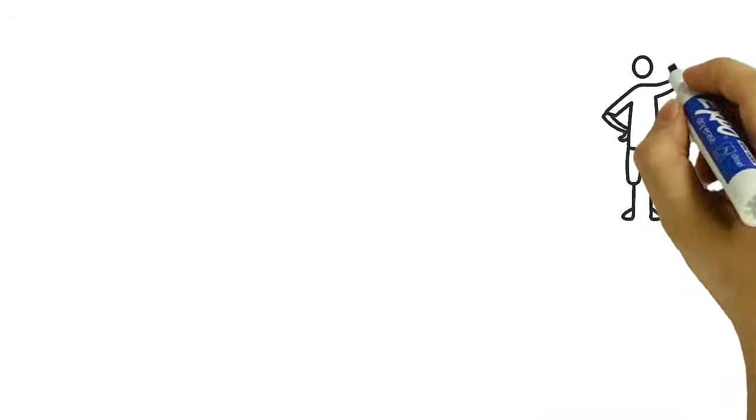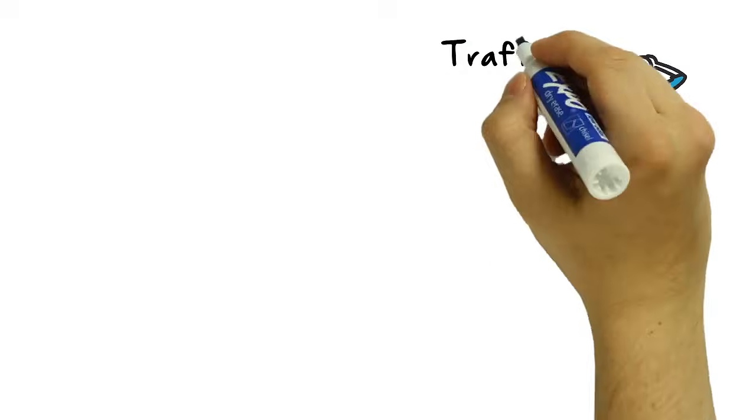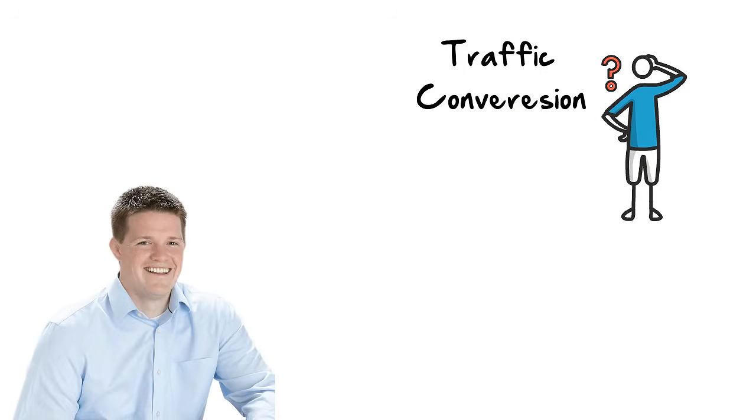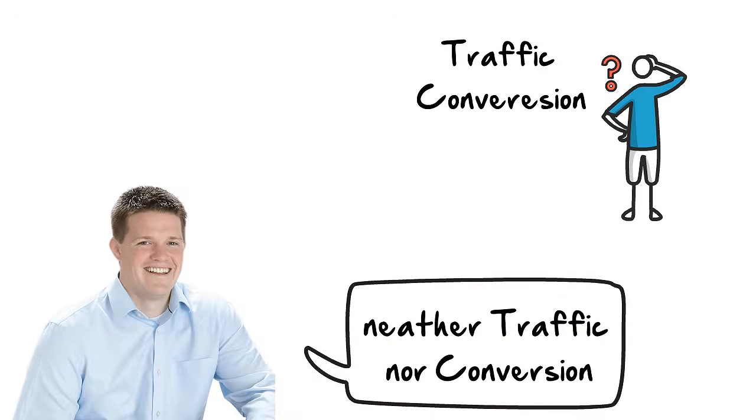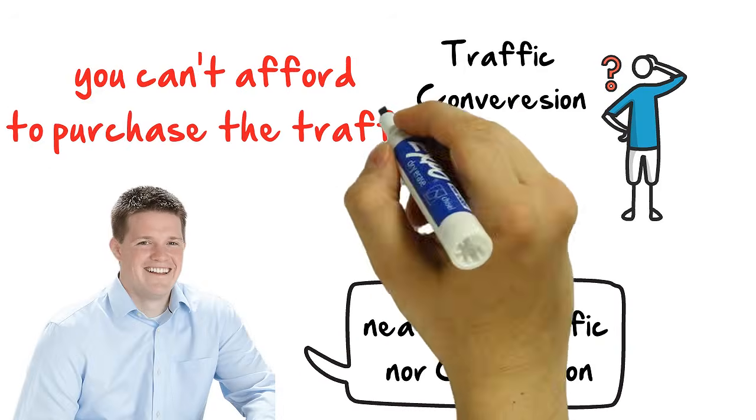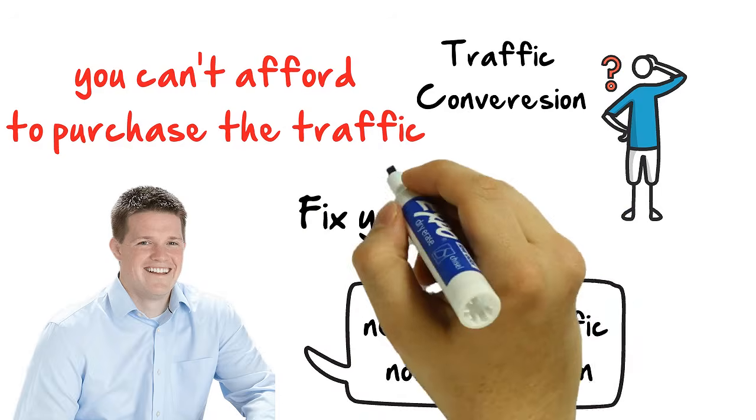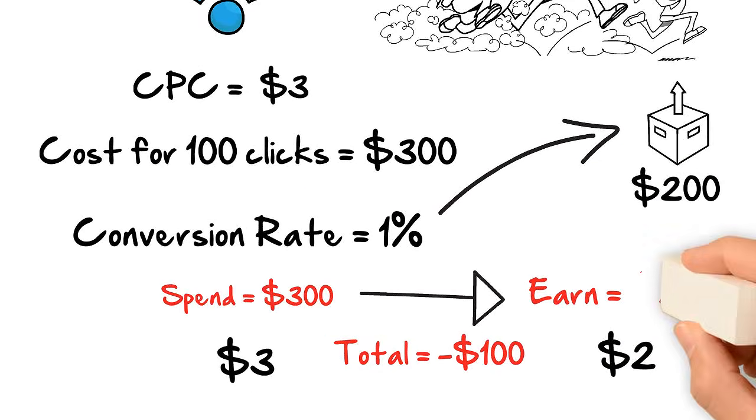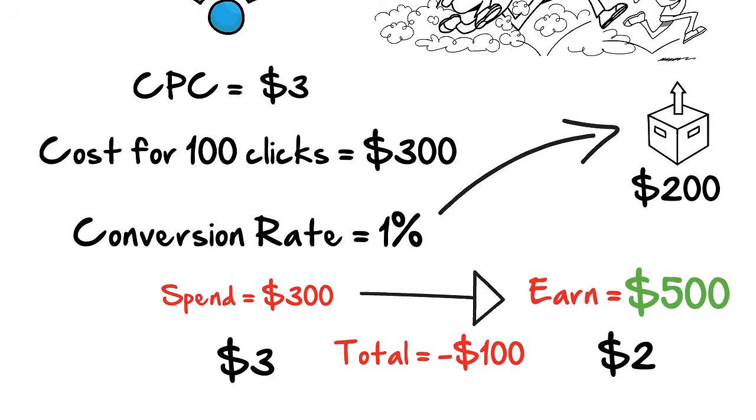Most businesses think that the problem is in the traffic or its conversion. But Russell Brunson says it's neither a traffic problem nor a conversion problem. He says that you can't afford to purchase the traffic. To fix this you need to fix your funnels. Back to the example, if instead of $200 you are earning $500, then your business will be profitable.